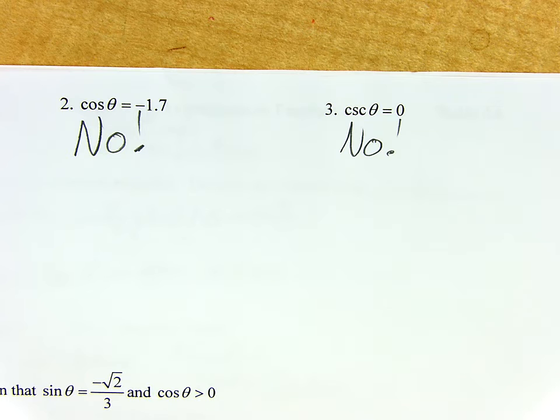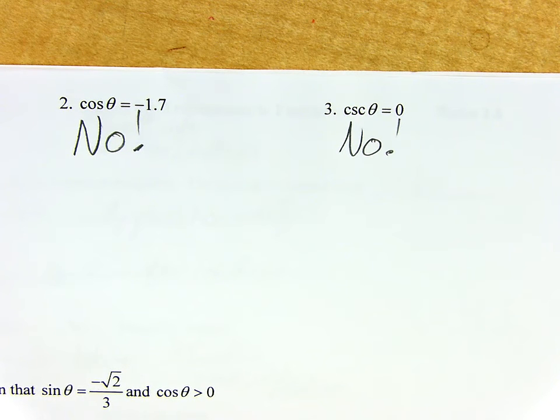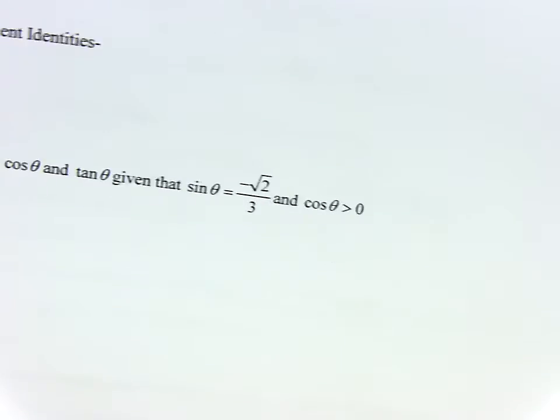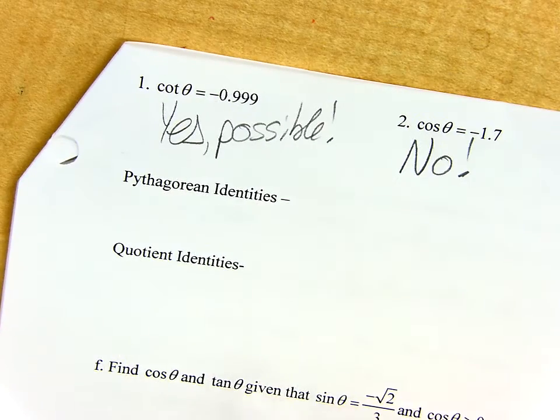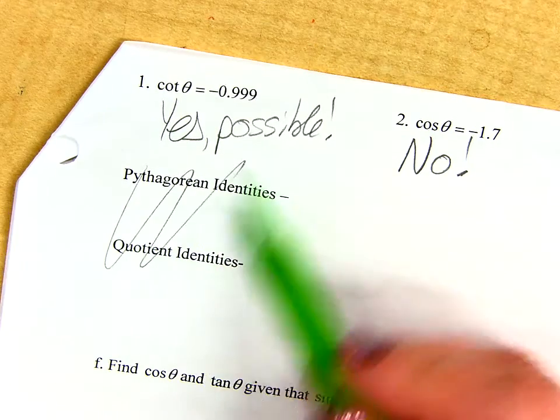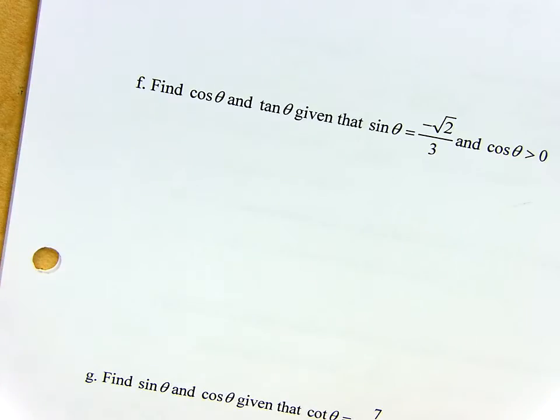Okay, does all that make sense so far? All right. So the next thing I want to look at, let's just see if we can get through F and G, and then we'll be done. All right, don't worry about the Pythagorean or quotient identities. We're actually not going to do identities. So jump down to F.